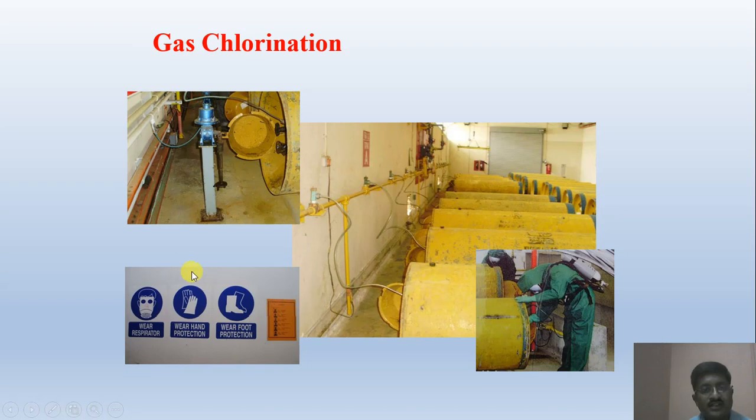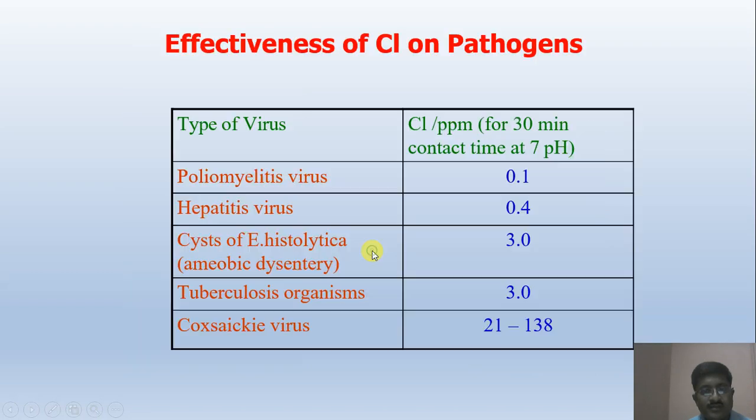If you see, gas chlorination is there. Gas is supplied, so it is gaseous chlorination. This is a unit you can see. Now, the effectiveness of chlorine against the pathogen depends upon the type of virus. Remember, this also we are going to study afterwards. The chlorine dose in ppm and the contact time are very important.